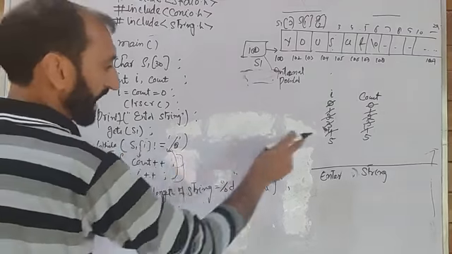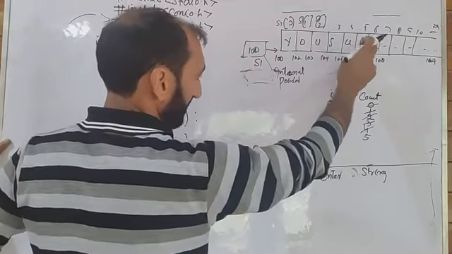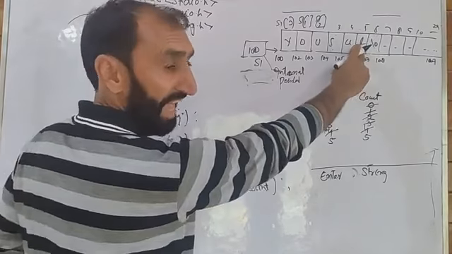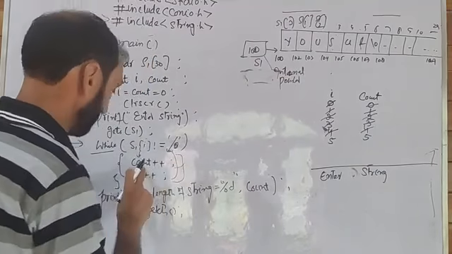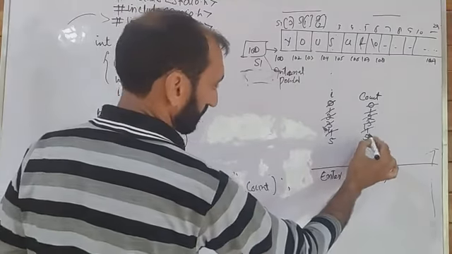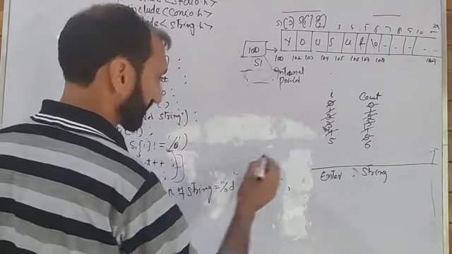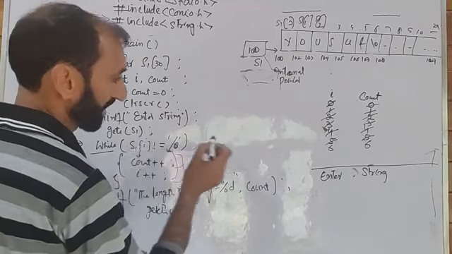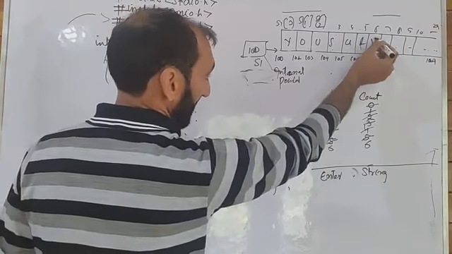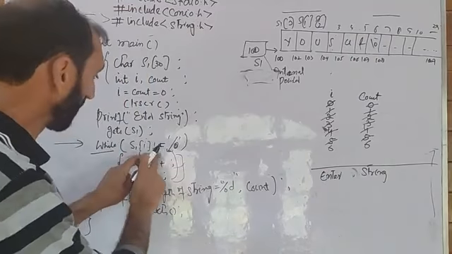S1 of I, that means S1 of 5, this location, that is F. F is not \0. Count plus plus, you get 6. I plus plus, you get 6. Again, S1 of I not equal to \0. S1 of 6, that is \0. Can it be not equal to?